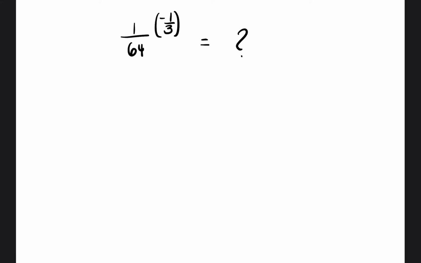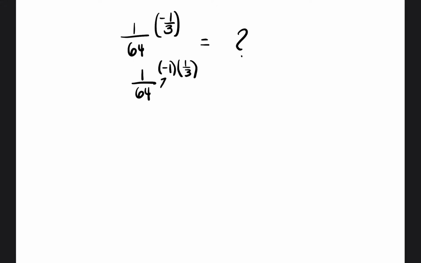Okay, so how would I solve this? 1 over 64 to the negative 1/3 power. Well, I'd start by breaking apart this negative 1/3 as negative 1 and 1/3. So I'm going to have 1 over 64 to the power of negative 1, also to the power of 1/3.